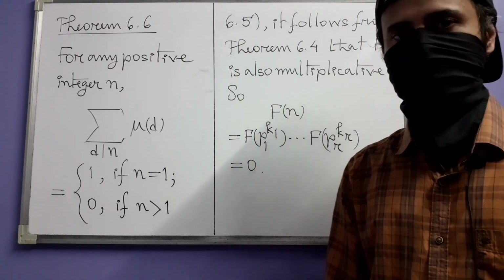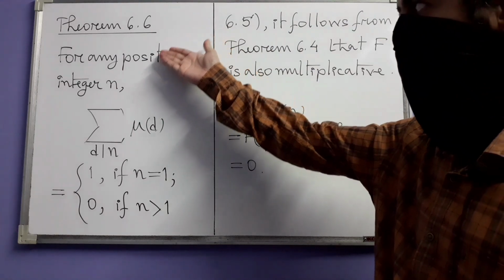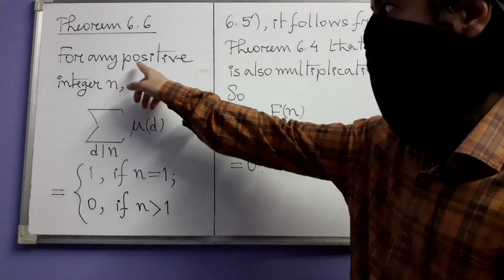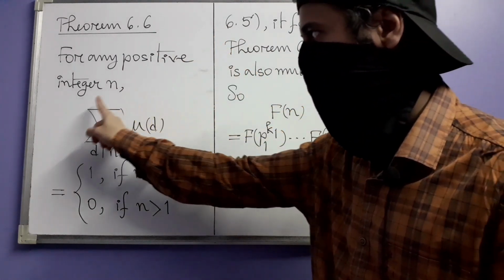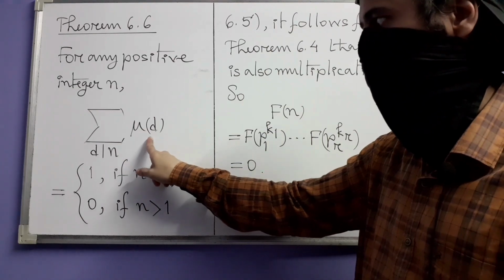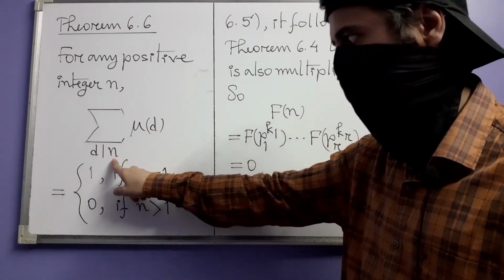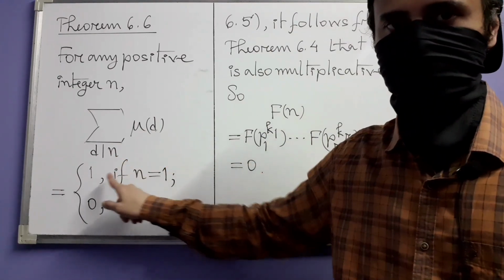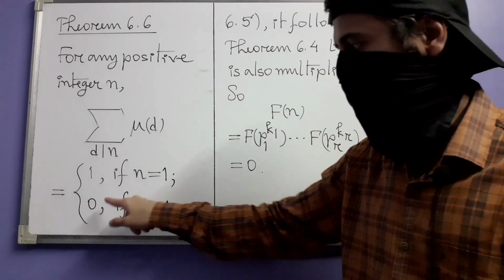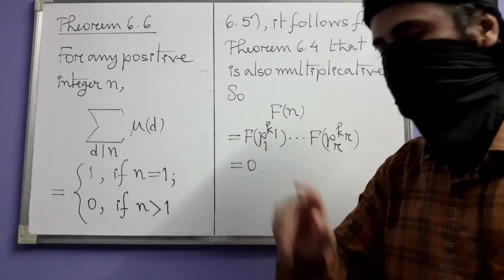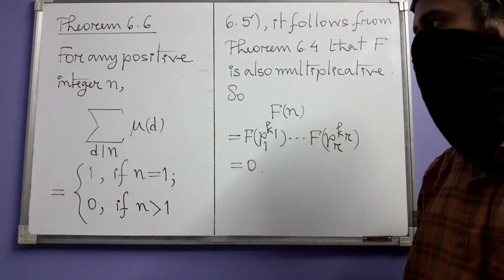So we summarize our discussion in this theorem 6.6. For any positive integer n, the sum of all the mu values of the positive divisors of n is equal to 1 if n is equal to 1, and it is 0 if n is greater than 1.